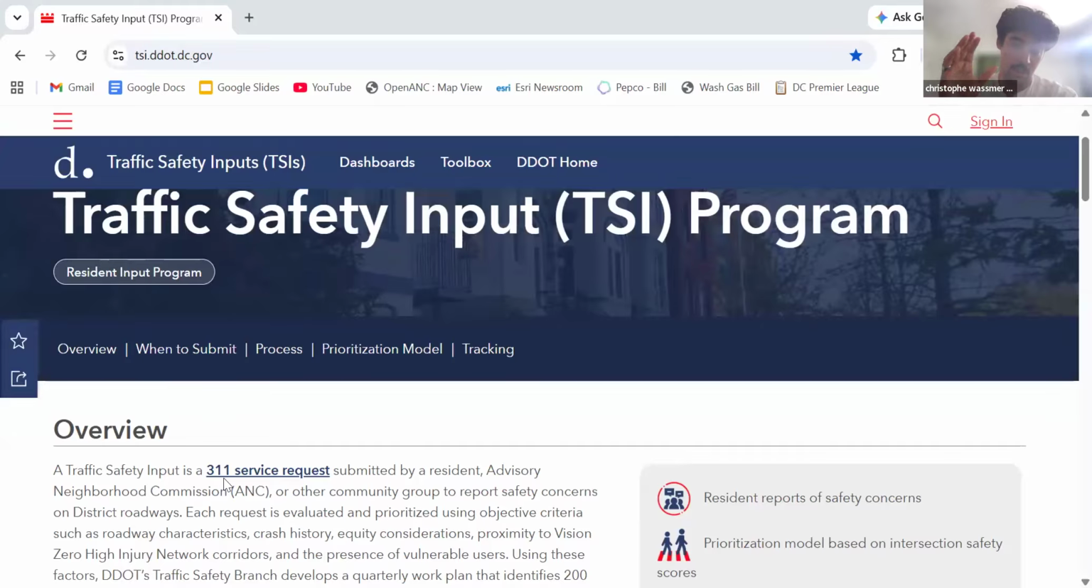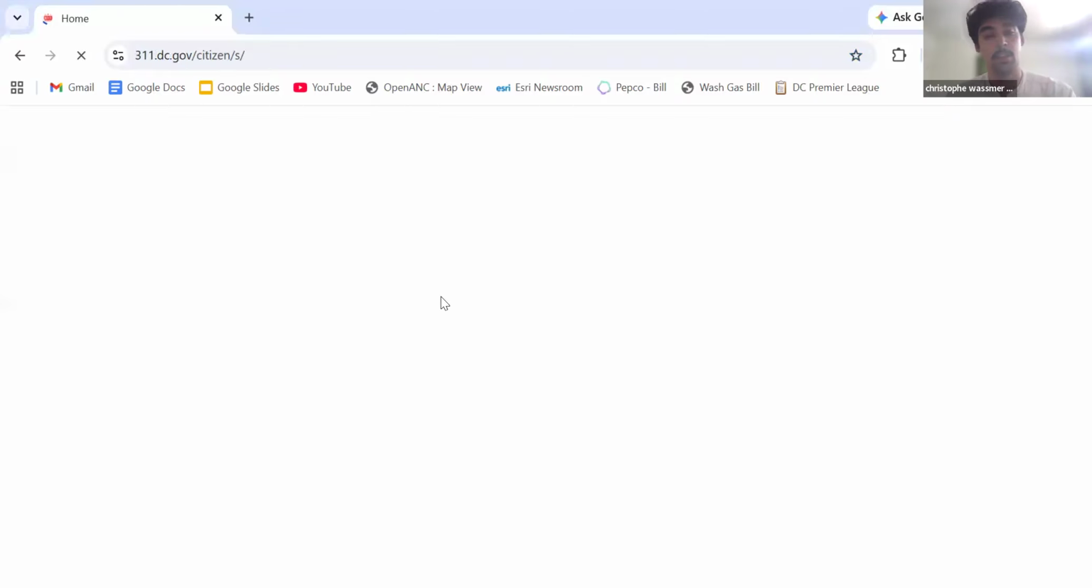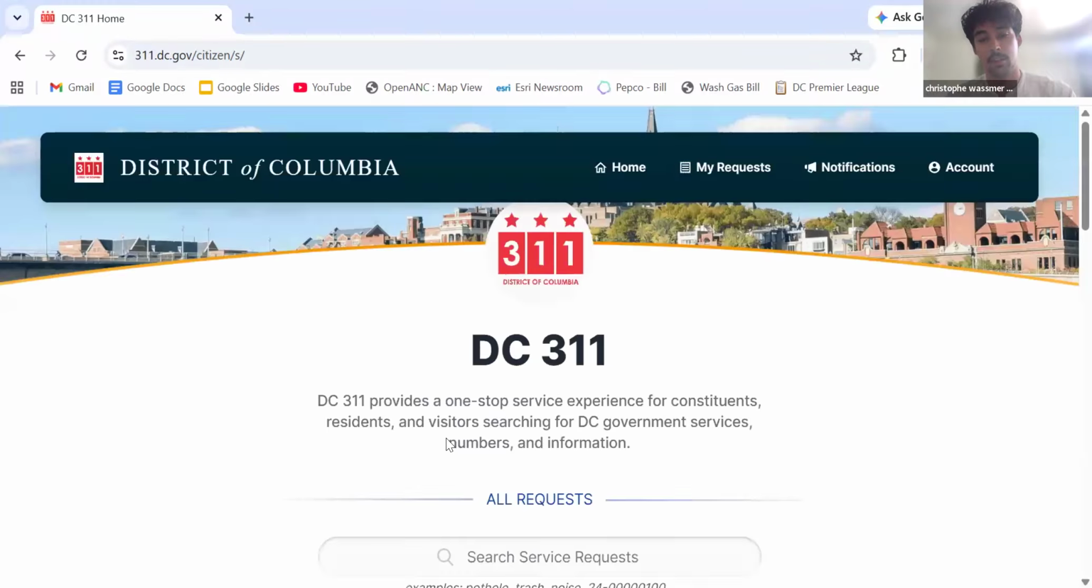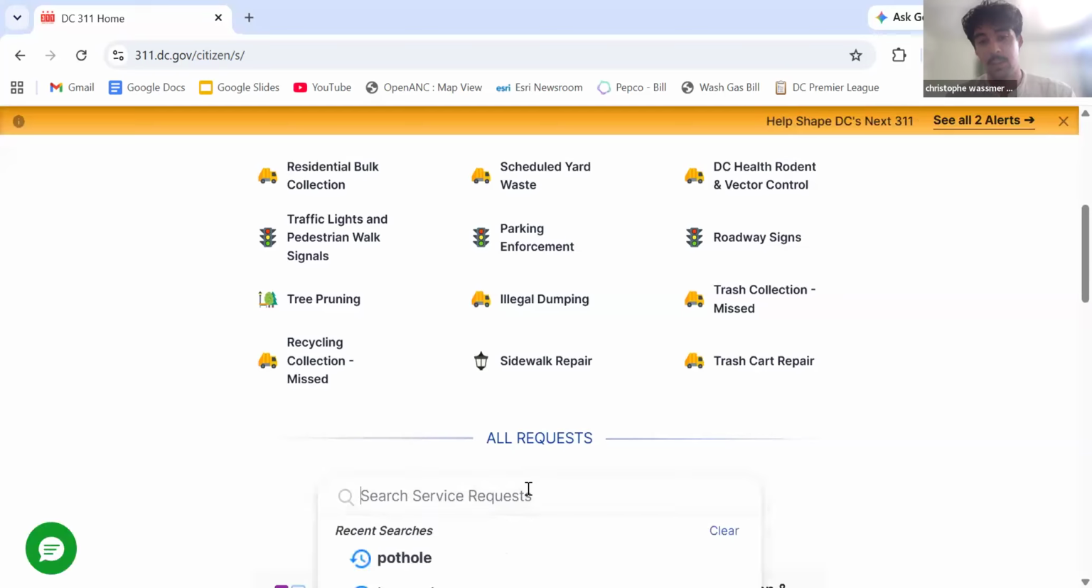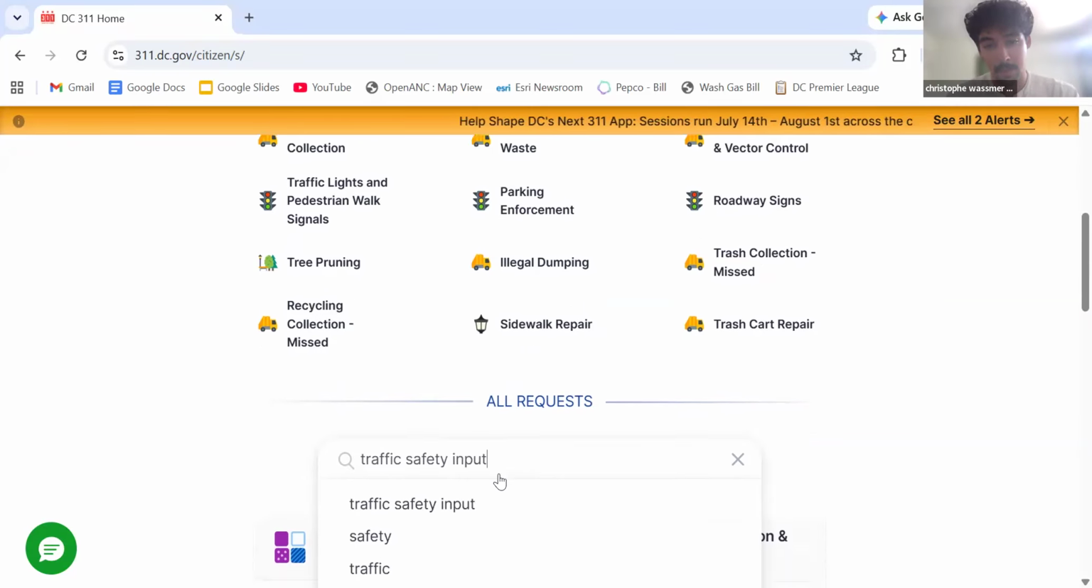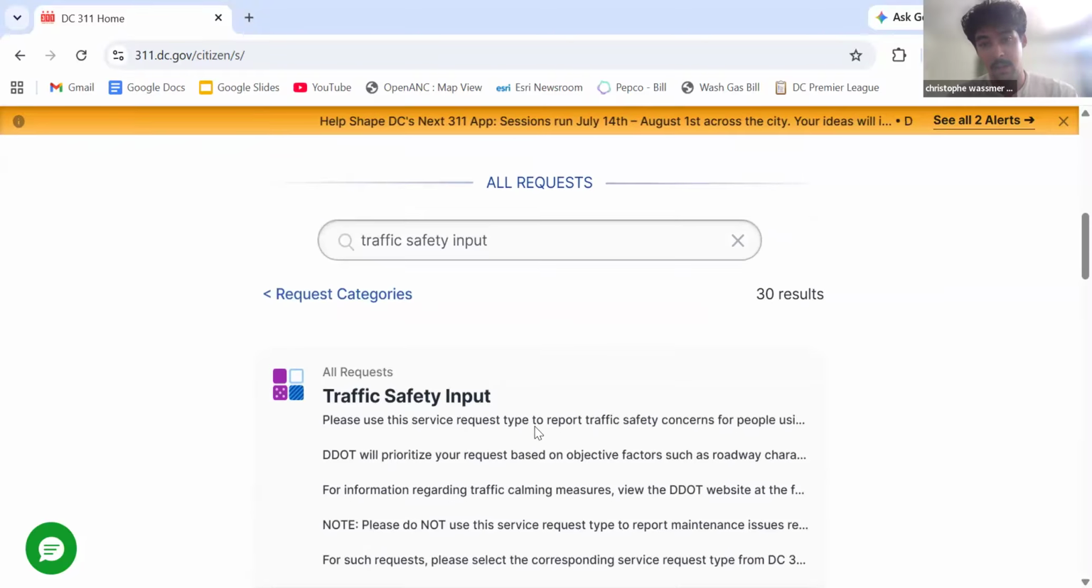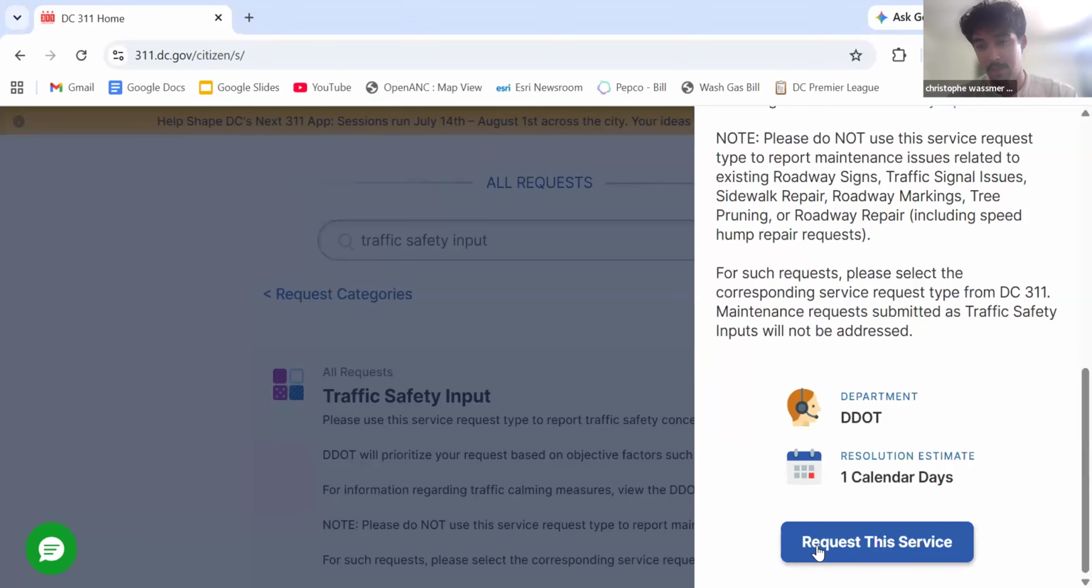I will frame it from the beginning: it does not matter who submits it. They're all weighted equally on the front end. You submit it through 311, so if you click on this it should take you to the 311 page. Once you're here, you just put in traffic safety input and click on the service request type.